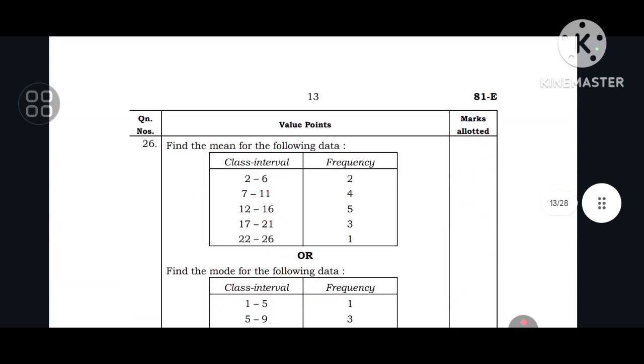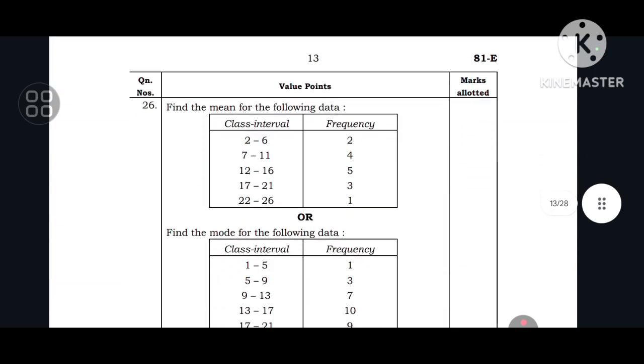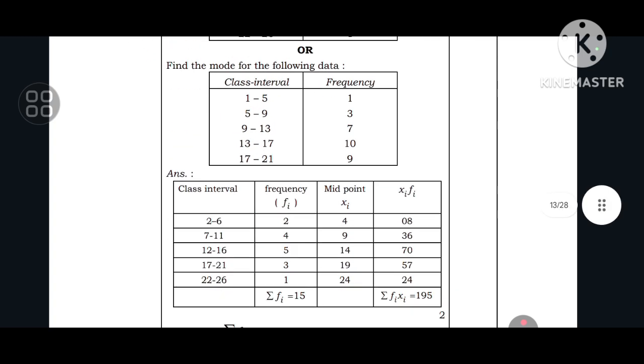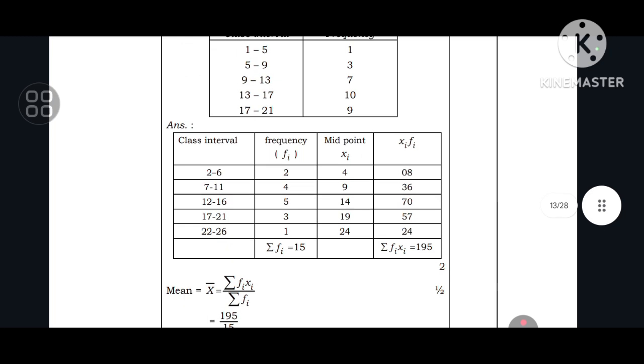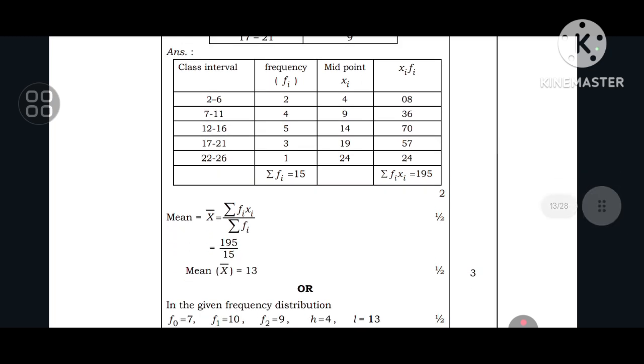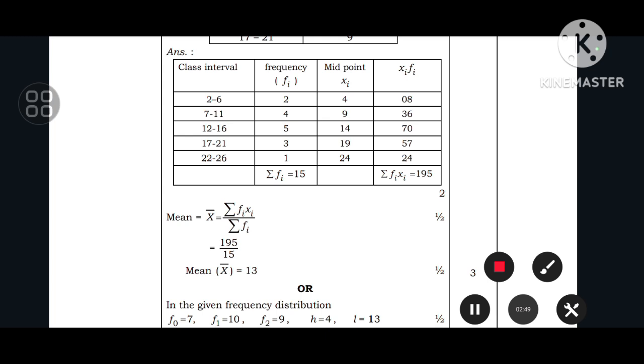You can see this is a question from the statistics chapter. From this chapter, nearly 7 to 8 marks they will ask, for mean, median, mode, and many of the things. How you have to solve, how you have to construct the table, you can see here, and how the formulas are. If you remember, at least write the formula.